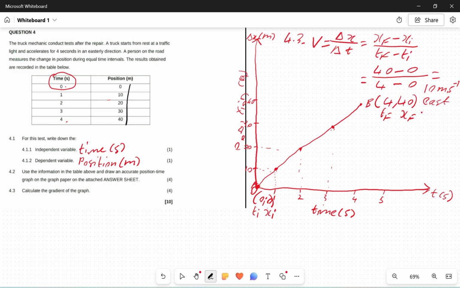So that's how you are going to answer this question. This is how you draw your graph, this is how you answer the questions, and this is how you find your velocity, aka the gradient.